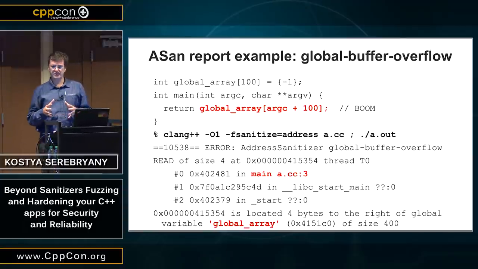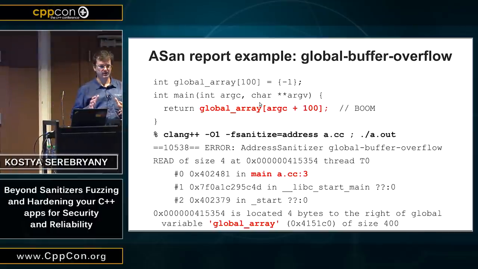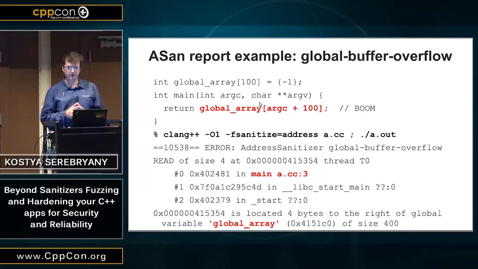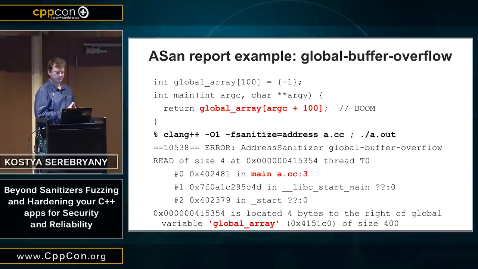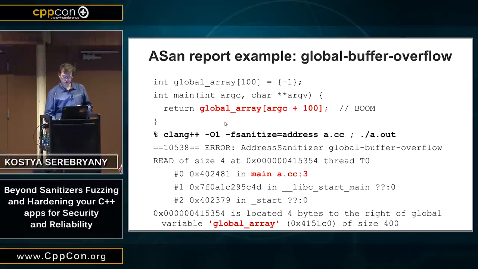I won't go into details of how the tool works. I will just show what it does. Suppose you have a program, and this slide has a very simple C or C++ program that has an obvious bug. You overflow a global buffer. All you need is to compile this application with a single switch. In this case, it's -fsanitize=address, and then you run the application.